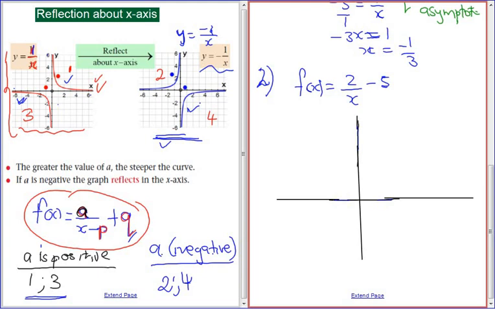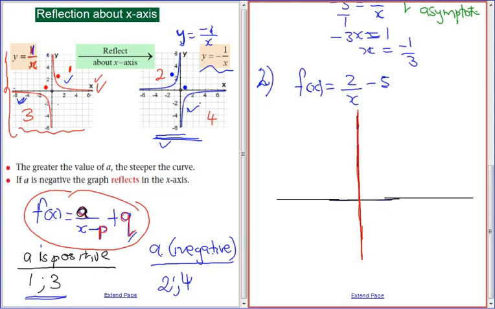So, as we have already noticed, the asymptote, especially the vertical one, has not moved. It is still on the y-axis. This one has not been moved at all. There is no shift left and right. So it's still right here.